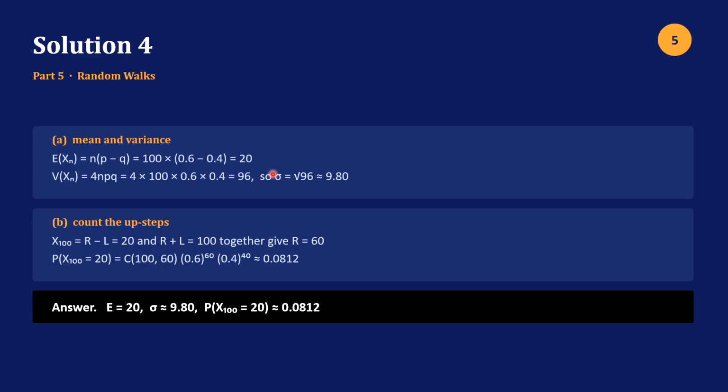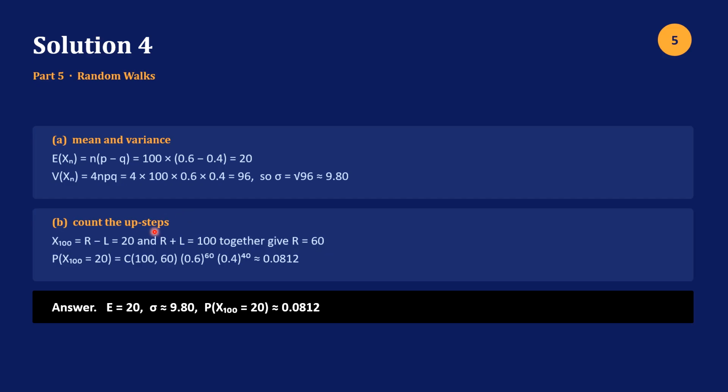So the standard deviation is the square root of this, so roughly 9.8. So your expected position is 20, plus or minus 1 standard deviation. So you'd be expected to be between roughly 10 and 30.